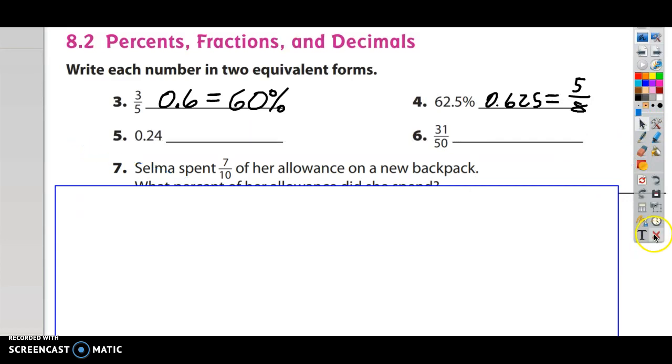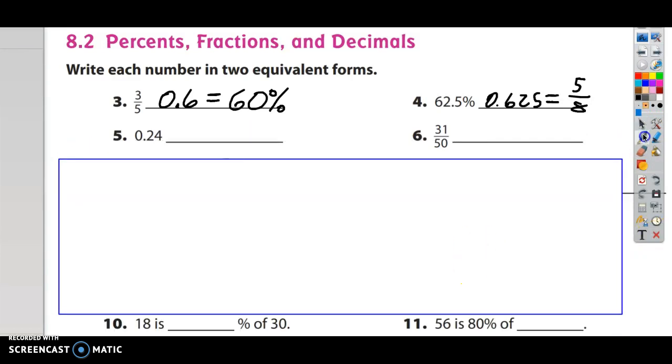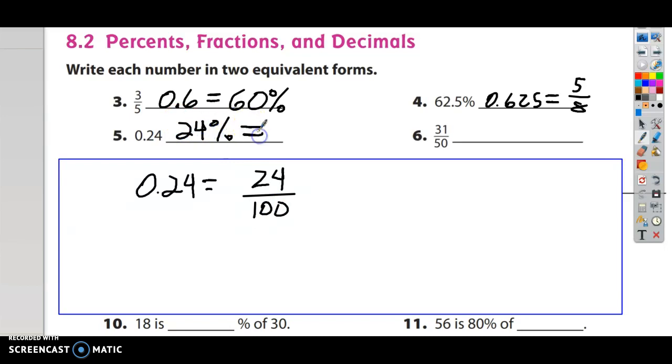Let's get rid of that. Number 5 reads 0 and 24 hundredths. Well, if you can say 0 and 24 hundredths, then you can write 24 hundredths. And if you can write 24 hundredths, then you can write 24%. And then we should also simplify 24 hundredths by dividing by 4. 24 divided by 4 is 6, and 100 divided by 4 is 25. It's 6/25.